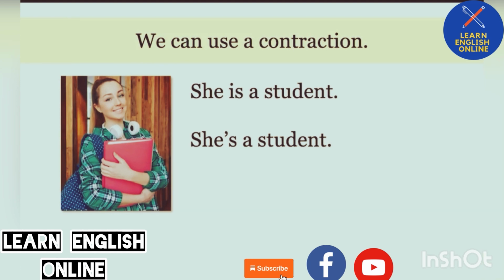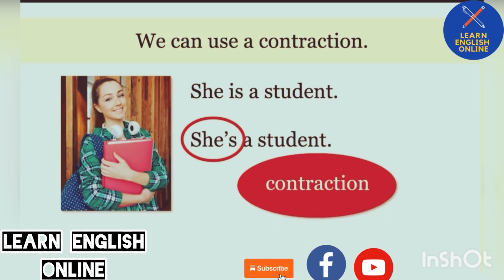We can use a contraction. Look at these 2 sentences. "She is a student" and "she's a student." They sound almost the same. We see the be verb is in the first sentence. In the second sentence, there is just an S.